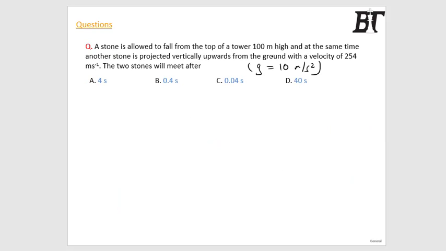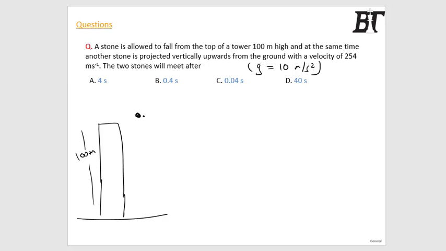Here is the next question on your screen now. Please pause the video. I will now begin with my solution. One ball is thrown from a top of a 100 meters tower. Dropped bole toh iska initial velocity 0 hai. At the same instant, another ball B is thrown vertically upwards with a velocity of 254 meters per second.